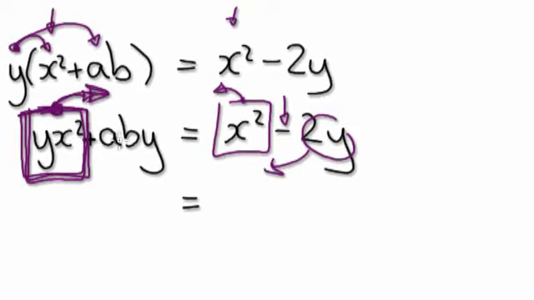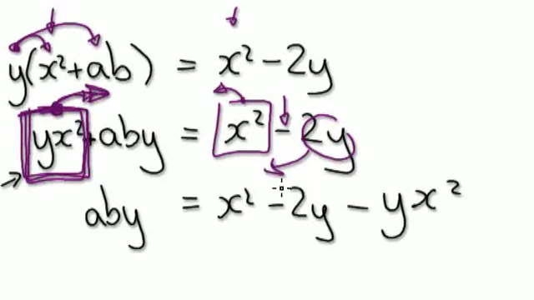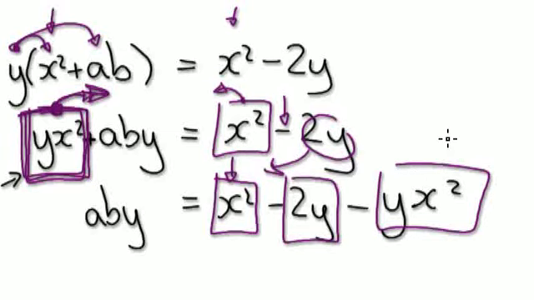So take away this thing here from both sides. So on this side it will be a, b, y, take away 2y, and then take away y x squared. Now visualize it as this. You've got one block here, you've got this here, and you've got this here. Get all the x's on one side, all the rubbish on the other side. Well, this is classed as rubbish because it doesn't contain x.